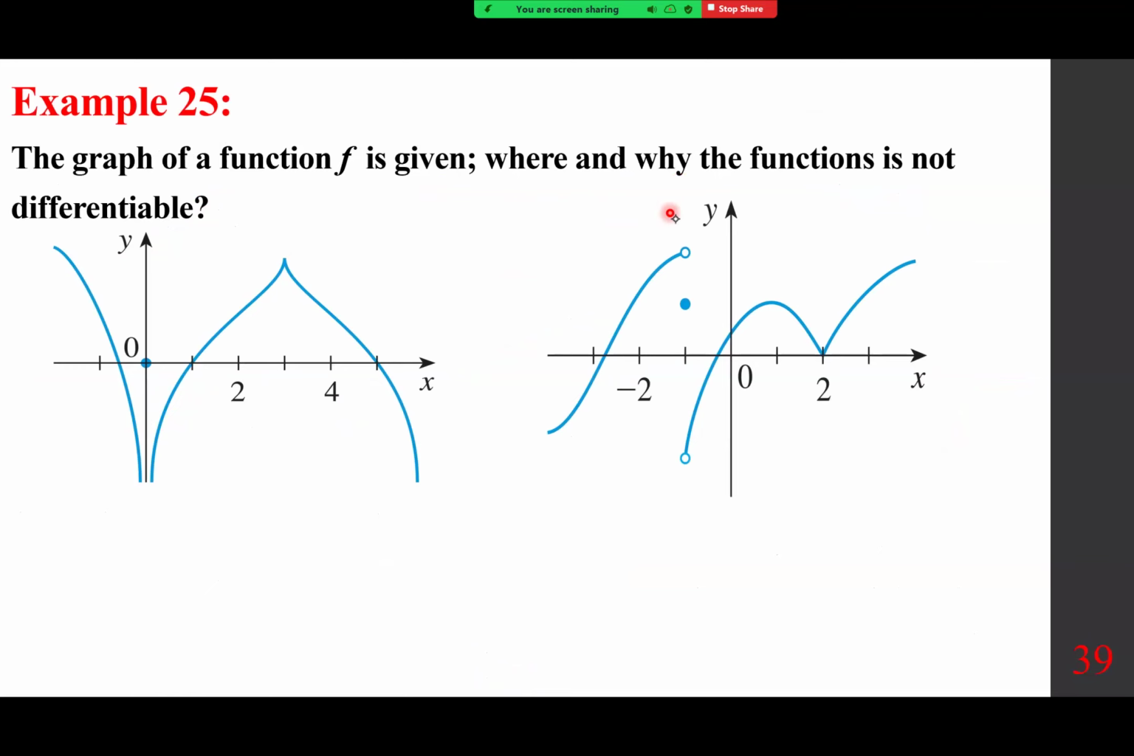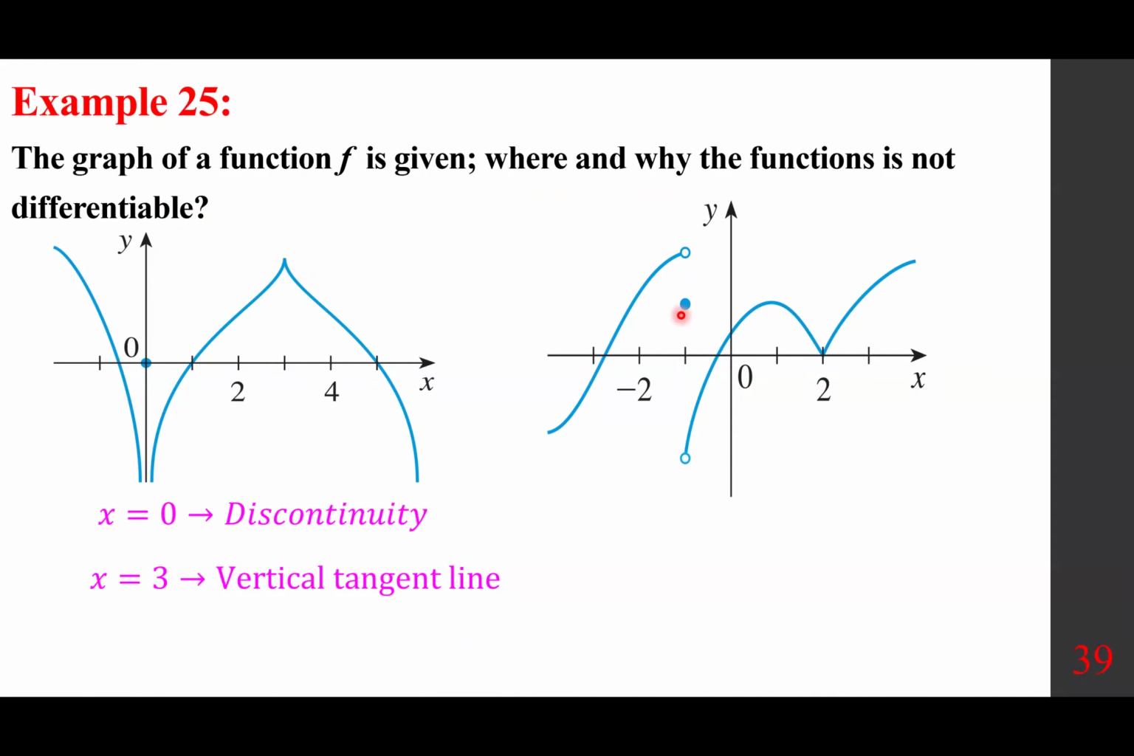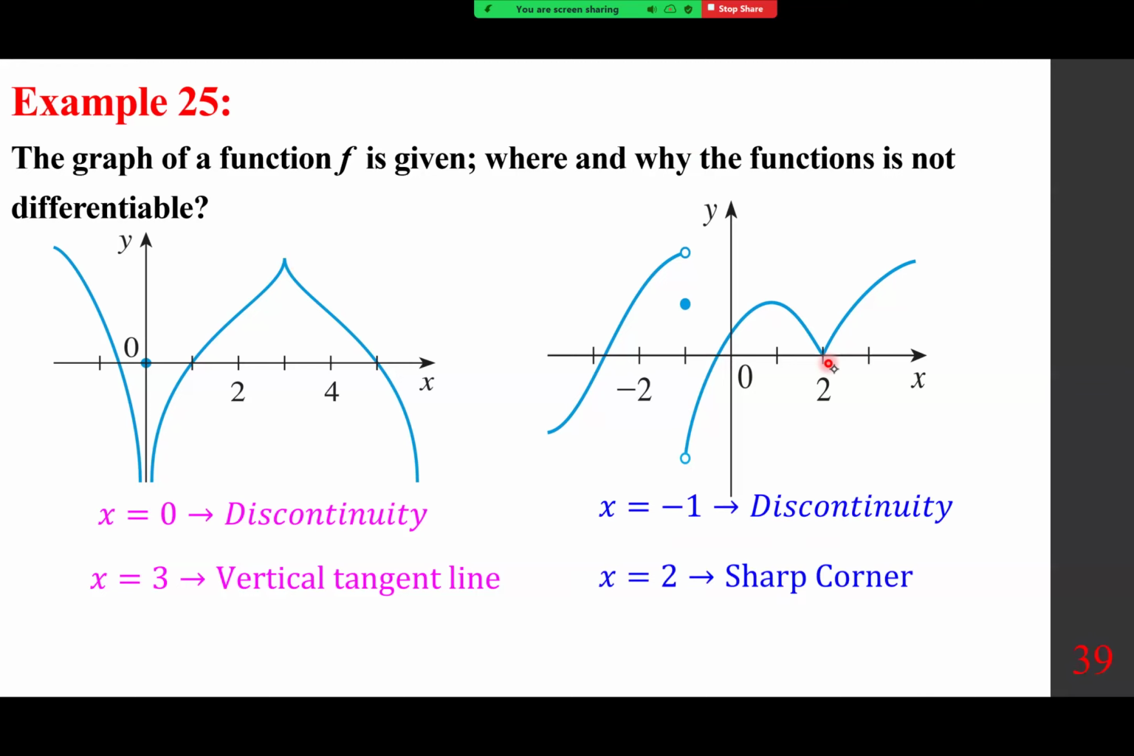The graph of a function f is given. Where and why is the function not differentiable? Clearly at x equals 0, because there's a discontinuity. Clearly at x equals 3, it's a vertical tangent line. If you think this is a sharp corner, I have no problem with that, but I'm going to show you how you distinguish between the two in a moment. Clearly at x equals -1, we have a discontinuity. Clearly at x equals 2, we have a sharp corner.